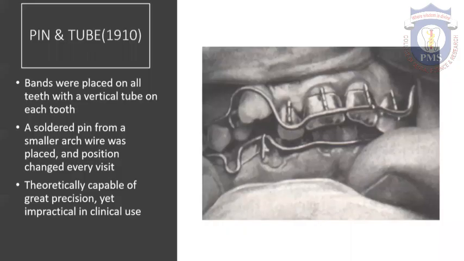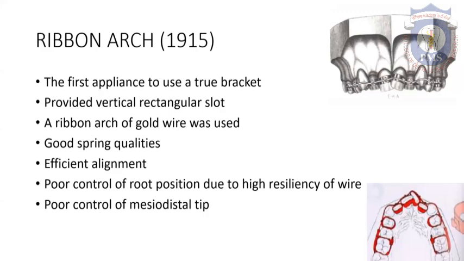So that led to the evolution of the next appliance, that is pin and tube, where bands were placed on all teeth with a vertical tube on each tooth. A soldered pin from the arch wire was inserted into the tube of these bands. Theoretically, it was capable of great precision, but it was impractical in use because according to the new position at each appointment, these pins had to be resoldered into the new position and again reinserted into the tube of these bands.